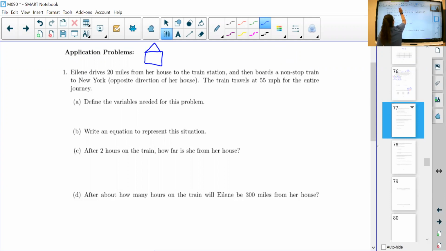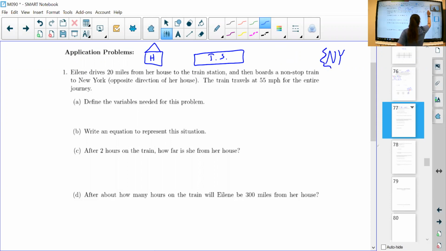House, train station, and New York, which I'm not going to attempt to draw an outline of, so there we go. Okay, it's 20 miles from her house to the train station. That's 20 miles. Apparently that's a really long train station. That's okay. Train's going at 55 miles per hour.